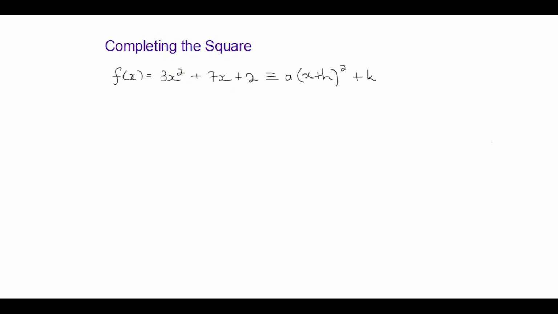So this will give me 3 times x squared, the only term that has a coefficient that is a multiple of 3, and then the others are going to be fractions. So we'll have 7 over 3 x plus 2 over 3. What do I do from here?